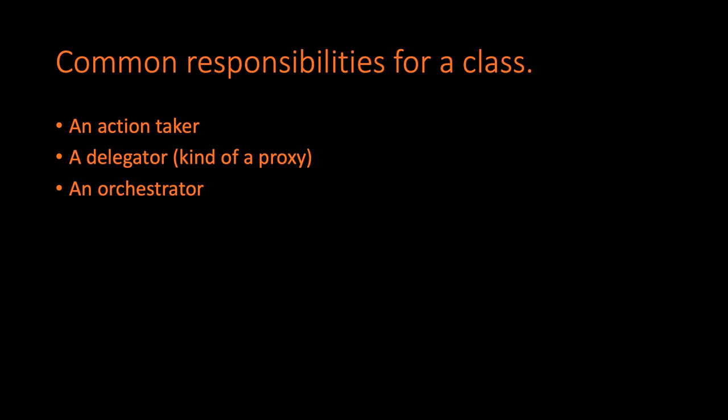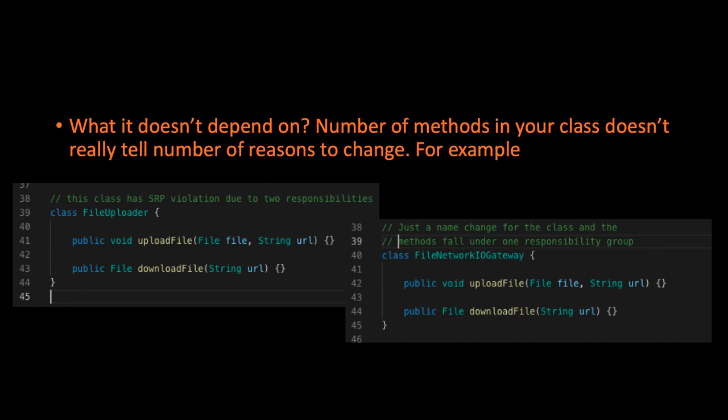A delegator is a class which acts as a proxy to another class, and you can watch my video on the proxy design pattern to learn more about it. Link in the description. The responsibility of a class doesn't depend on the number of methods in the class, as I have said before. If you observe closely, I have just changed the name of the class and the number of responsibilities reduces to 1.